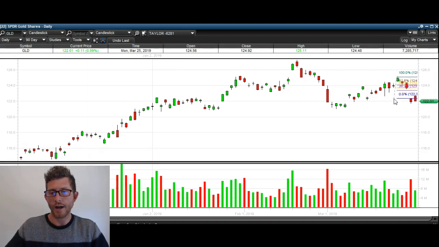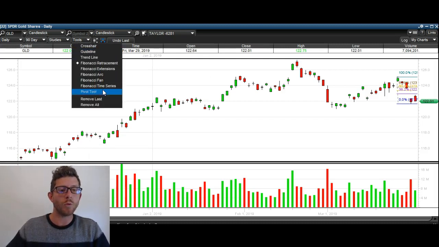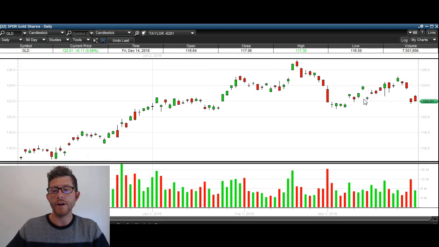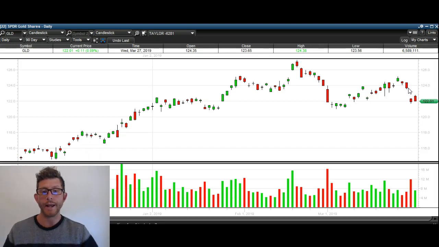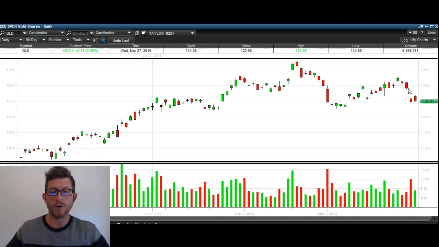If you draw it from this high here to the low here, yep, you can see the 61.8 is right here around 124, just below 124 right here. So that is a 61.8 Fibonacci retracement level. All right, so that's what we're looking at on gold. Very simple stuff. A retracement higher would be a great shorting opportunity. At least that's the way that I'm seeing it personally.